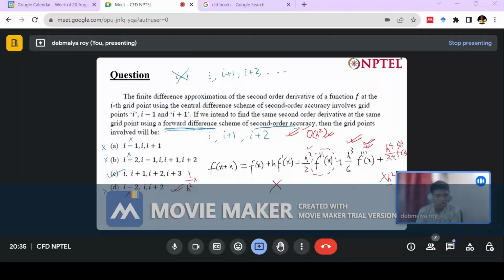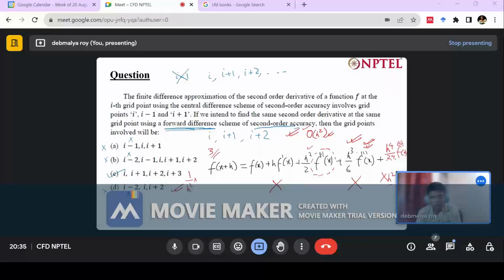I also need to eliminate f triple dash x. This also I cannot have in here, right? Because this will increase my error order. So if I need to eliminate two terms, how many equations do I need? I need three equations, right? I need three equations so that I can eliminate two terms and get a resultant equation.